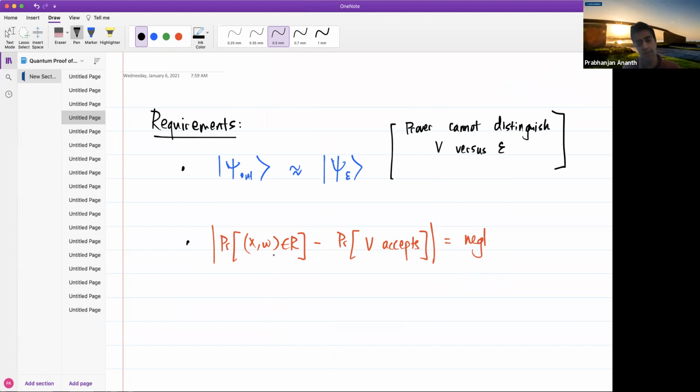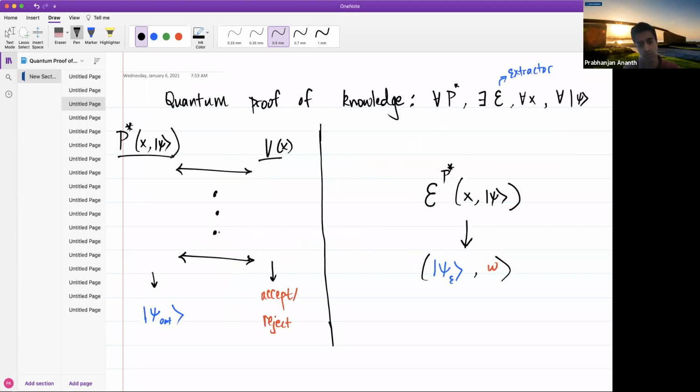And the second requirement is on the extraction probability, the probability that the extractor outputs a valid witness to the instance. It should be negligibly close to the acceptance probability, the probability that the verifier accepts when it's talking to the malicious prover.